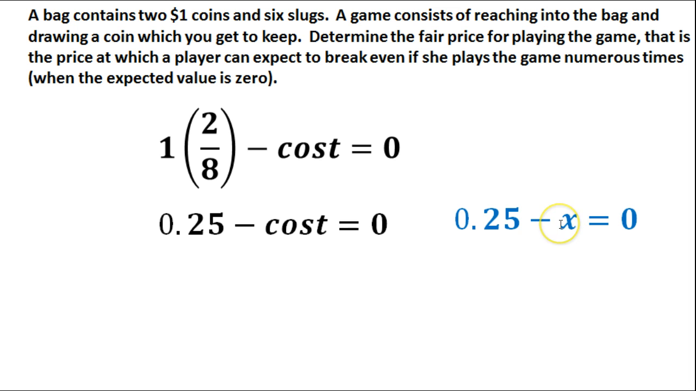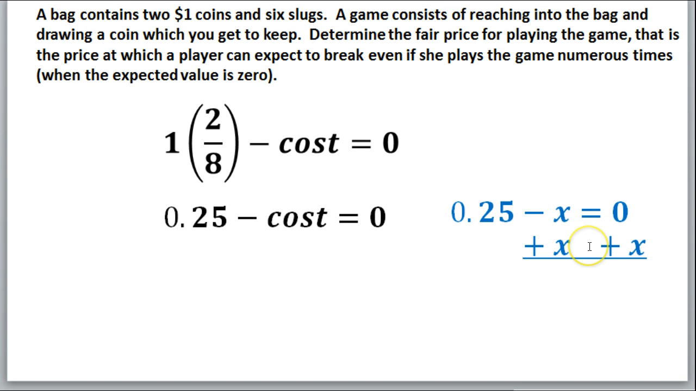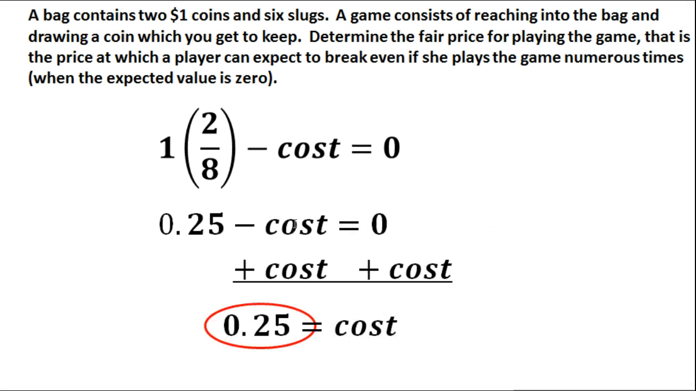Well, I've got a negative x here, and I know it needs to equal a positive x, so I might as well just move my x onto the other side. Okay, we've got this negative cost, so we're going to move our cost over to the other side. We're going to add cost to both sides. And if we add the cost to both sides, then we find out that the cost should equal 0.25. Okay, so basically we should be charging a quarter every time in order to get our expected value to be 0.